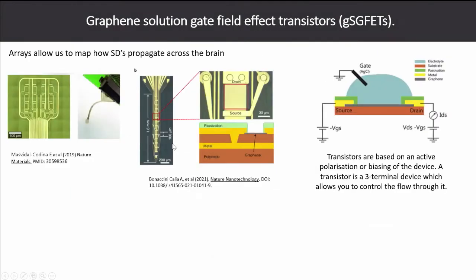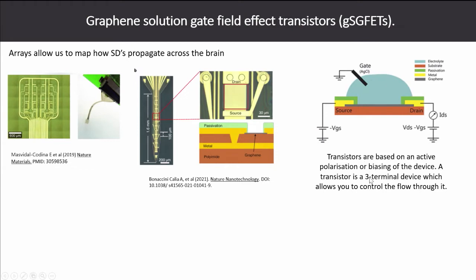So what are graphene solution-gated field effect transistors? They come in multiple shapes and sizes, and the two types that I'm going to explain today are either an epicortical device, which sits on the surface above the dura, or an intracortical device, which goes through the layers of the cortex and into the underlying subcortical areas like the hippocampus. Now, they work in a different kind of way. So normal electrodes will record voltage. And in this case, what we're actually doing is detecting changes in current.